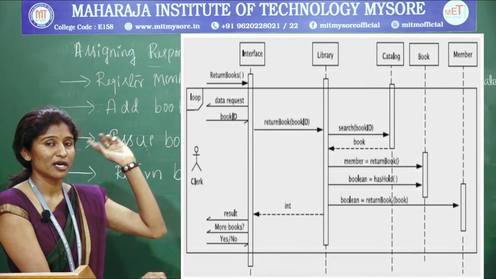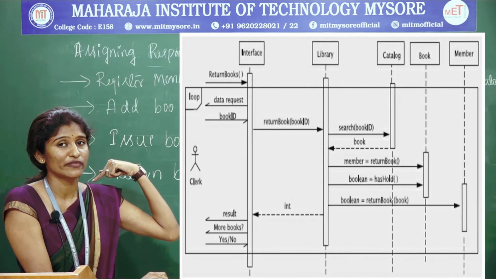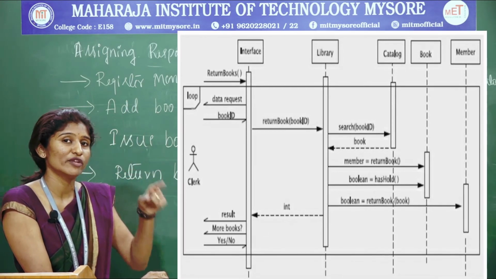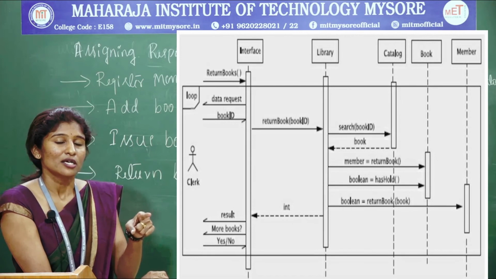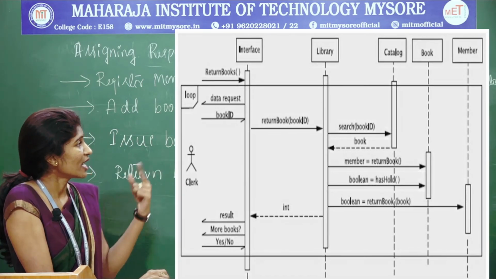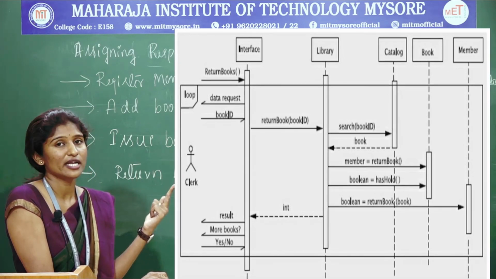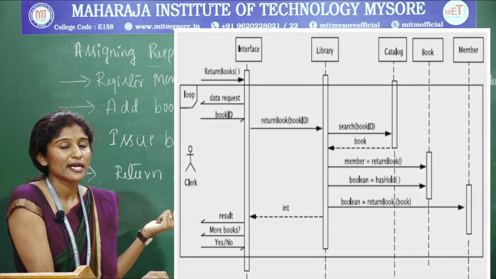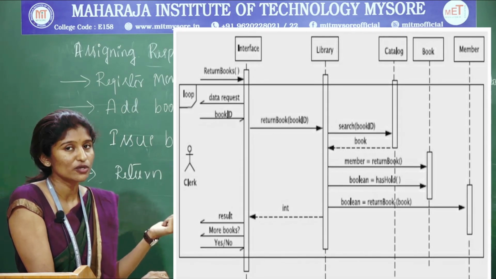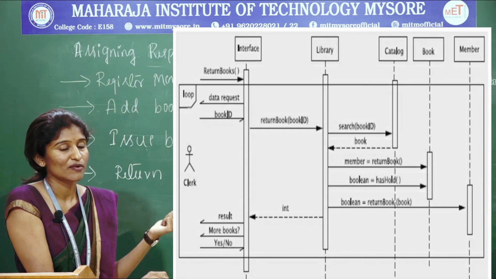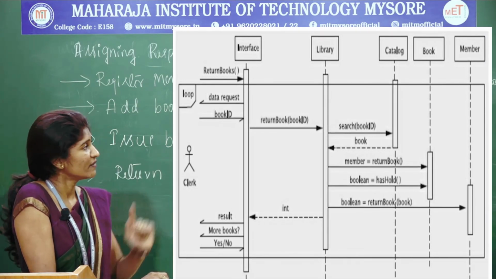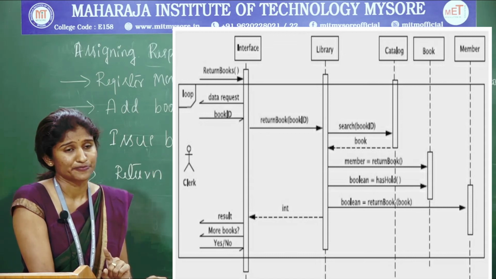Just recall the sequence diagram of adding books. There we add a catalog option. Each and every book which is added to the library system will be stored in a catalog. That is why we are going to check in the catalog. The book ID entered by the clerk should be checked in the catalog, whether it is present, whether it has been issued or not issued. So those details we need to check: valid book ID or not. Those details we need to check in the catalog, and it is also updated in the library system.